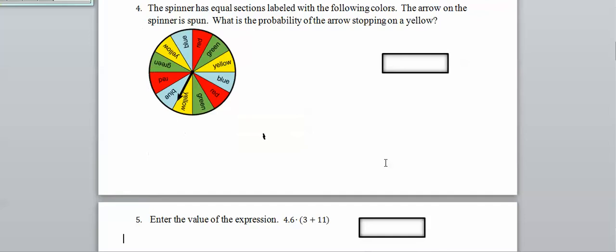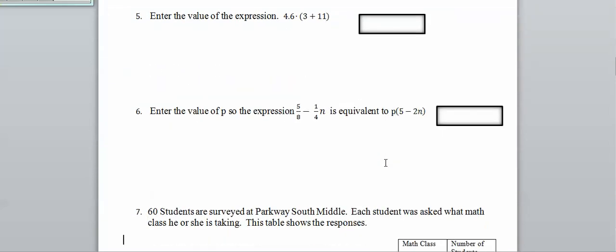Okay, on number 5, they want us to enter the value of the expression. So we are looking at the inside of the parentheses first, which is 14, and then multiplying it by 4.6, or 4 6/10. So 14 times 4 6/10. You can do it this way, or you can do 4 6/10 times 14. It doesn't matter, but when I'm multiplying, I like to use ones at the bottom for some reason, just because I think it's easier, but you can do it either way.